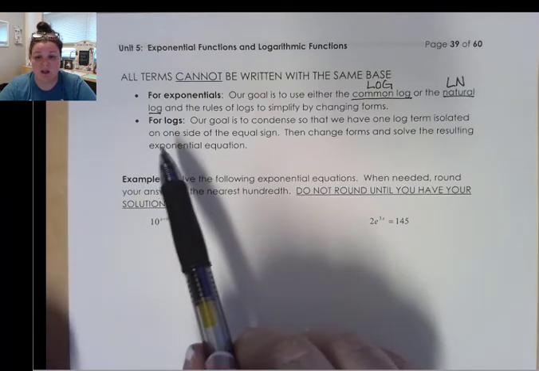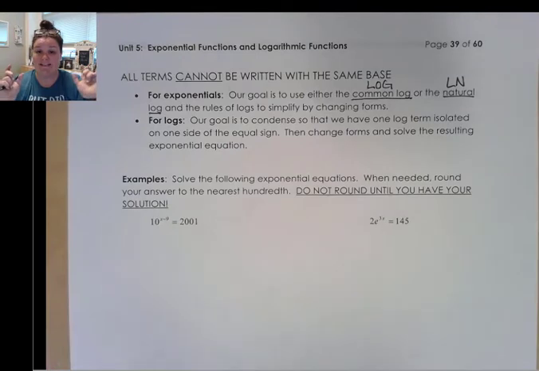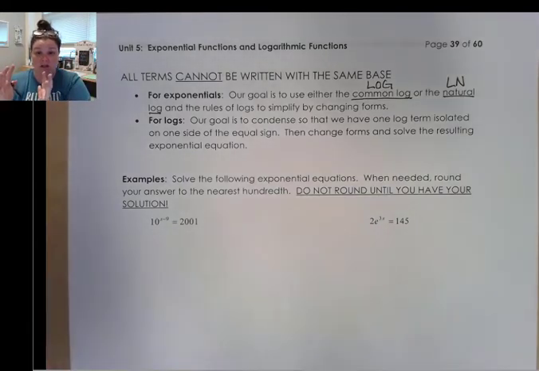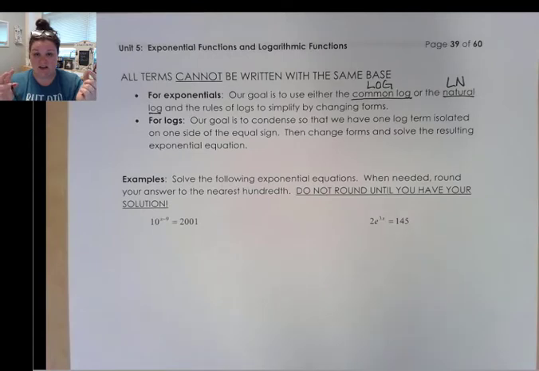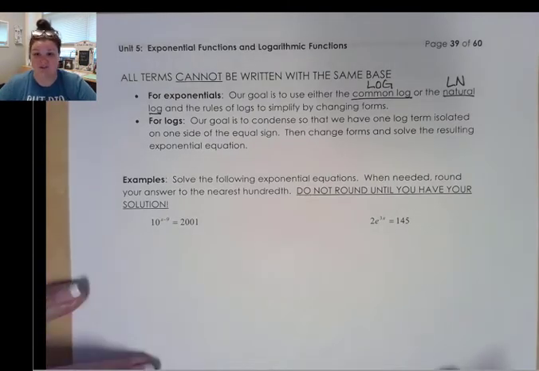And then when we get into logs, it's kind of the same as what we did when we had logs on both sides: we're going to condense it down as far as we can so that we have one log term on one side and just a number on the other side. Then we'll be able to change forms to solve. So that's where we're heading. Those are the two things we're going to look at, and then we're going to do some mixed review. Okay, so let's look at exponentials first.